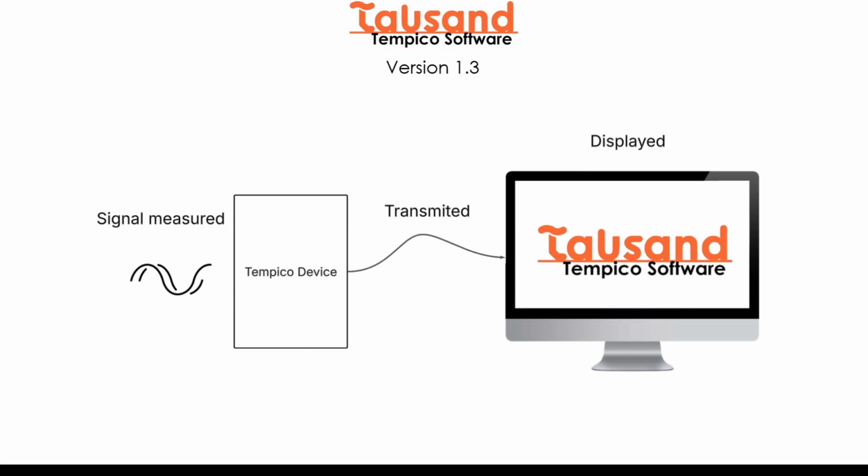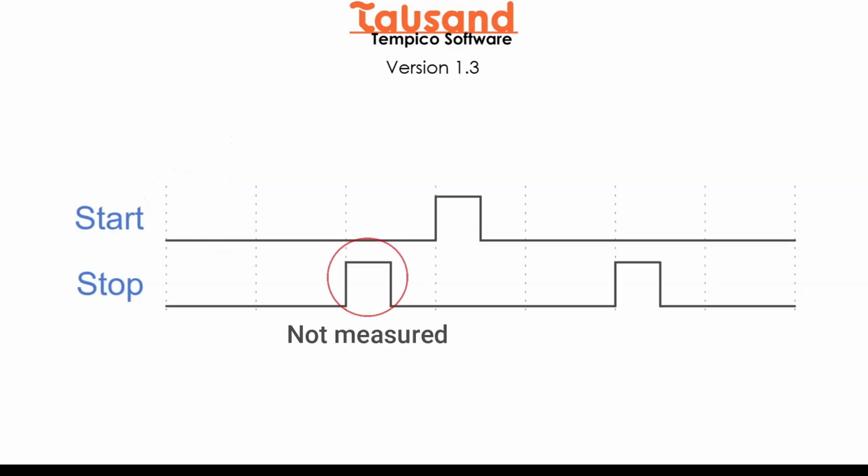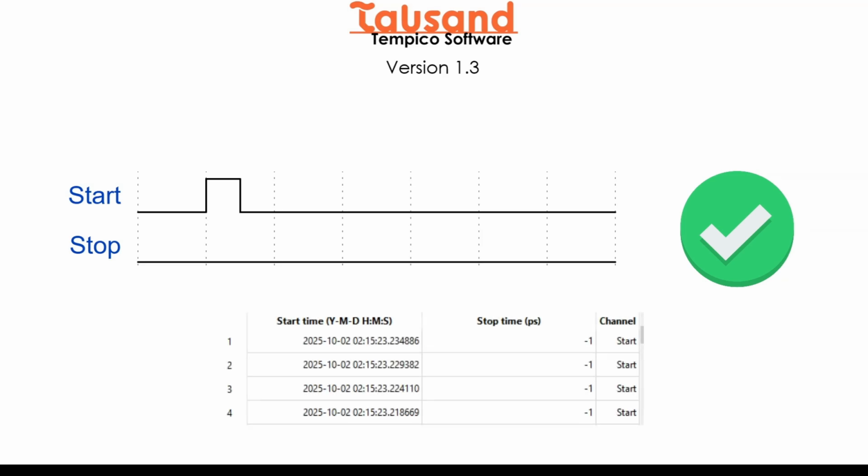In this tab, any type of signal that the Tempico device can detect and transmit to the software can be measured. However, there are certain restrictions. The first restriction is that a start event must always occur before a stop can be measured. If this doesn't happen, stop events will not be recorded. However, if a start occurs without a corresponding stop, it will be recorded correctly. To identify this scenario, the software displays only a start and the stop value will be -1.